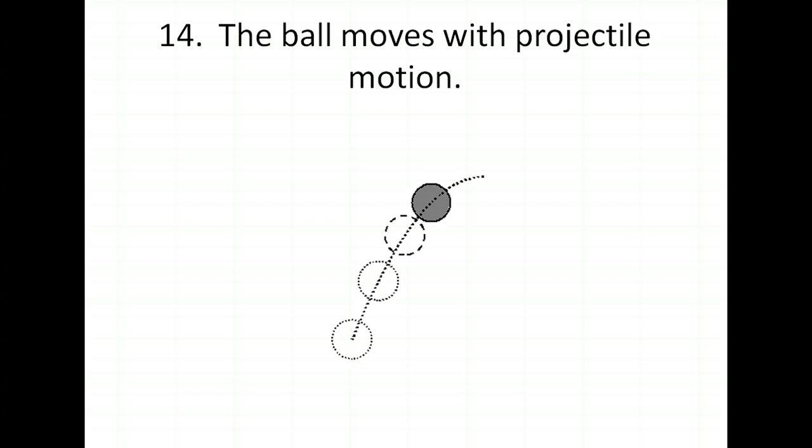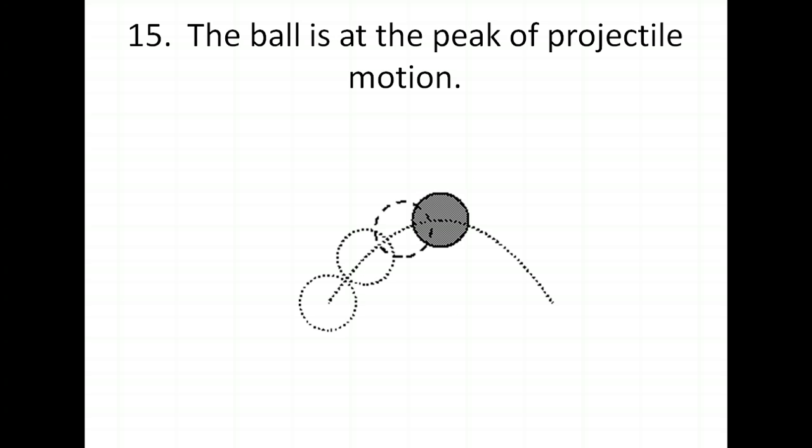Here we have a ball moving with projectile motion. Don't you love that projectile motion? We have our weight pulling down on it, but again, since it's free falling and we're not seeing that initial horizontal velocity, we are just counting the weight as our free body diagram vector.